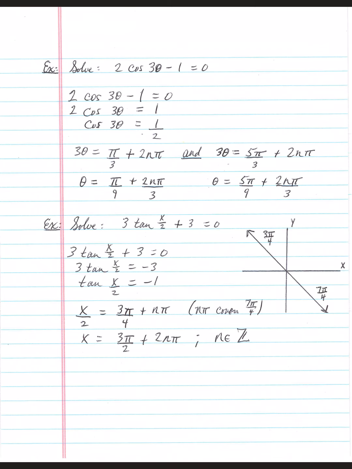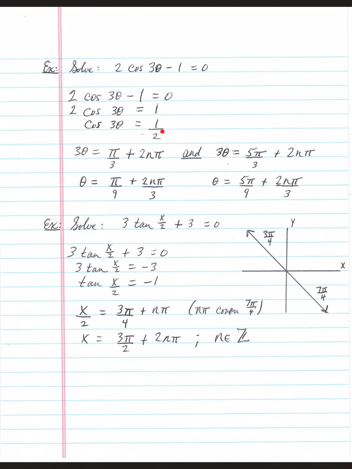Now we're going to look at a couple where the angle is not a single variable. These are called multiple angles. One example is 2 cosine 3 theta minus 1 equals 0. We're still going to start off isolating the trig component. So add 1, divide by 2. Cosine of 3 theta is equal to a half.